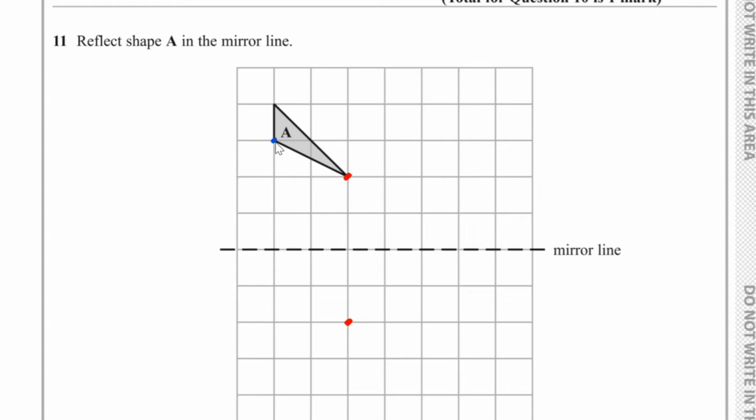From here to here we have 3, so in the opposite direction we have 3, and from here to here we have 4, so from here to here we also have 4. And now if we join those up with a straight line, we have our reflection of shape A.